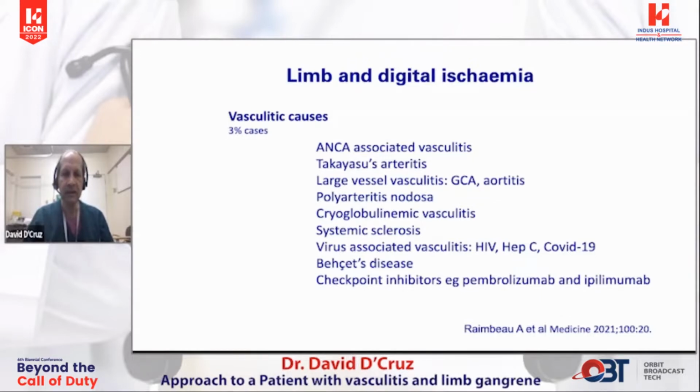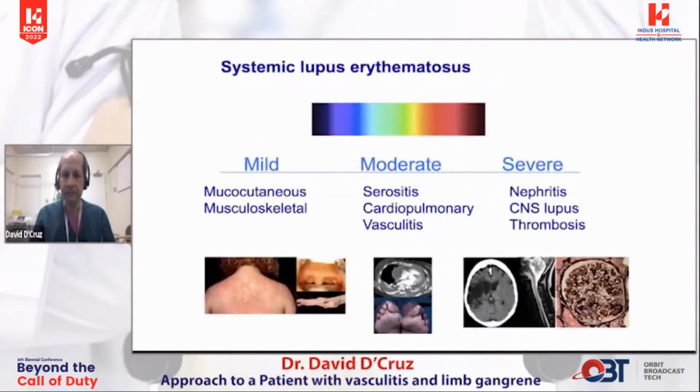ANCA-associated vasculitis, large vessel vasculitis, including Takayasu's and GCA, PAN, cryoglobulins, systemic sclerosis, virus-associated vasculitis, including HIV, Hep C, and COVID-19, Behçet's, and then more recently, checkpoint inhibitors used for the treatment of cancer, such as pembrolizumab and ipilimumab. So I'll just start with lupus.